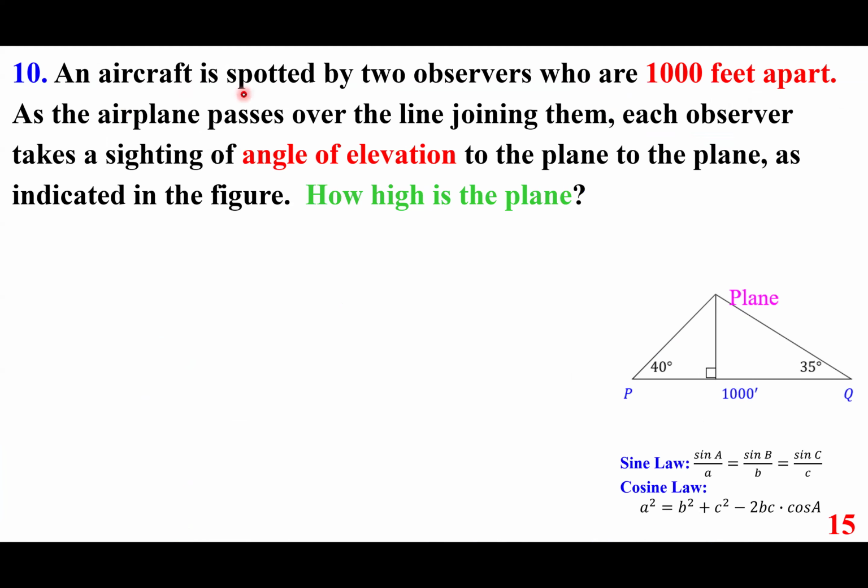An aircraft is spotted by two observers who are 1,000 feet apart. As the airplane passes over the line joining them, each observer takes a sighting of the angle of elevation to the plane, as indicated in the figure. So we have 40 degrees and 35 degrees. And this is 1,000 feet. How high is the plane?